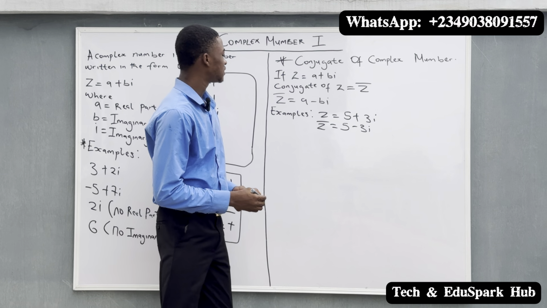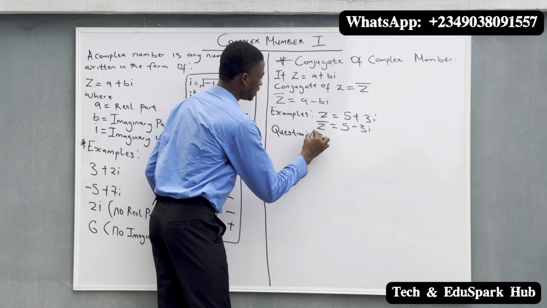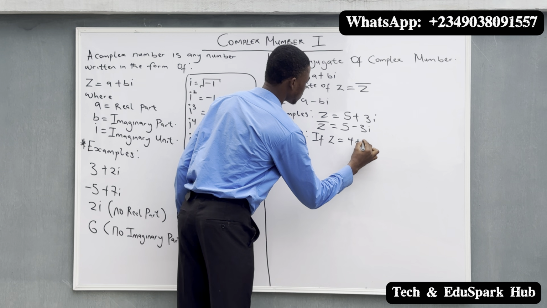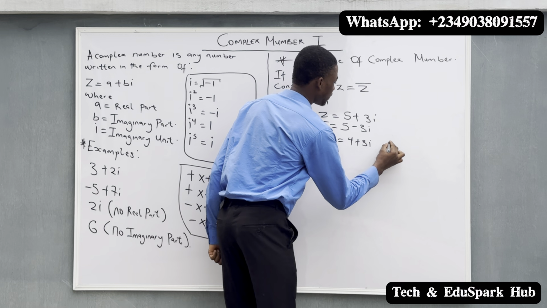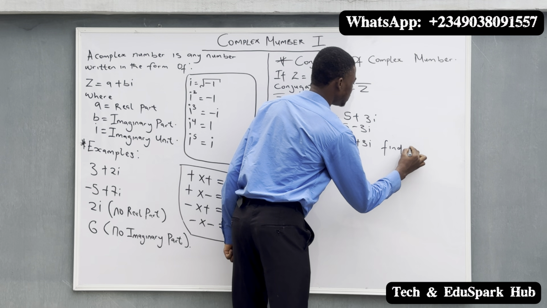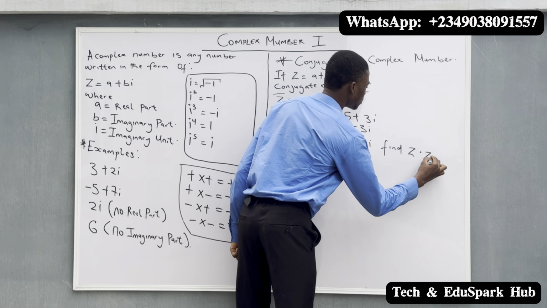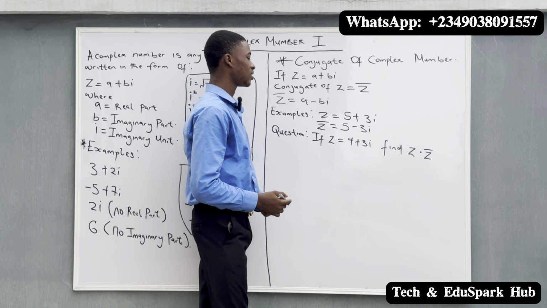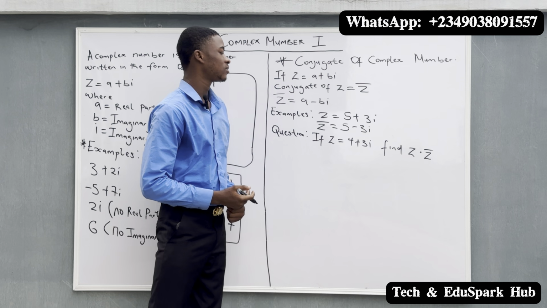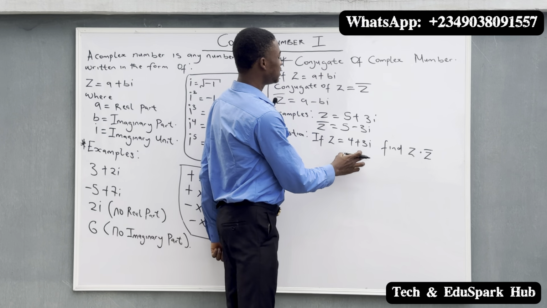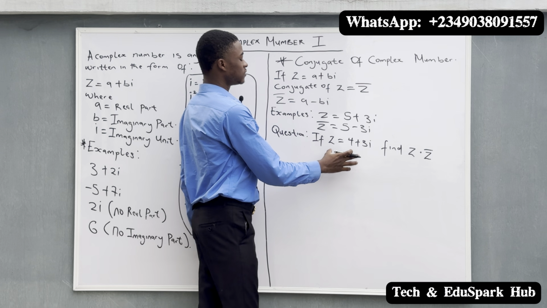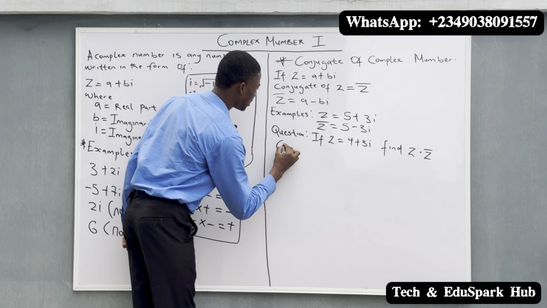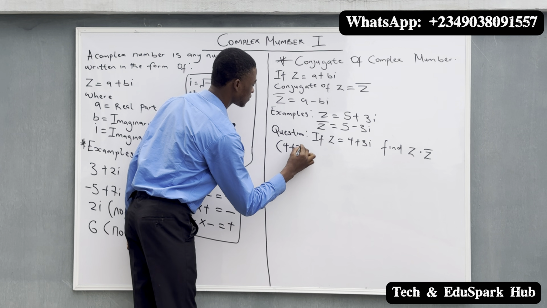So the question we have says that if Z is equal to 4 plus 3I, find Z dot Z hyphen, which is the conjugate of Z of the complex number. So how do you solve questions of this type? This is as simple as just finding the conjugate of Z and multiplying the conjugate of Z with Z. So how do we do this? We know that Z is equal to 4 plus 3I. So we can write that in a bracket, which is 4 plus 3I.